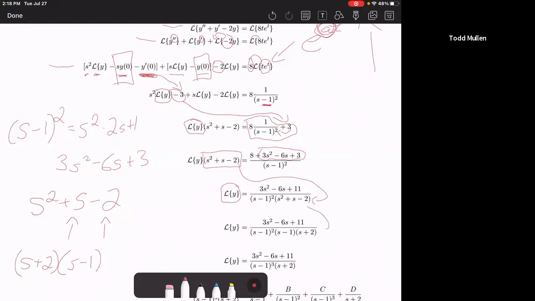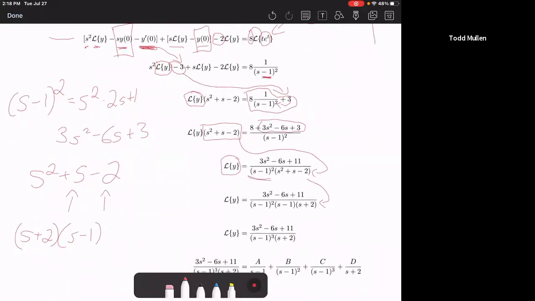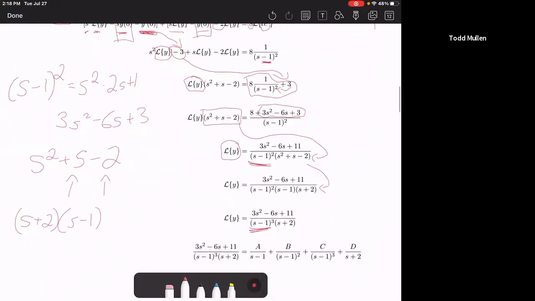So that's how that factorizes. And then we can group together the s minus 1 terms because there was already an s minus 1 squared, so that becomes s minus 1 cubed now. And now we can step into our partial fractions.